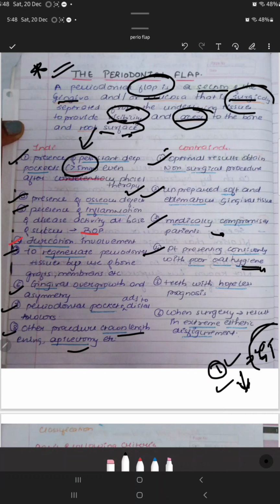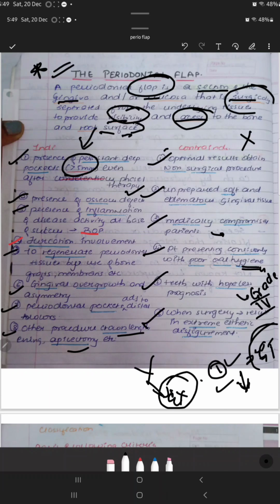that are causing pockets or inflammation in that area, there is no use of performing flap surgery, because the pockets may recur again. Teeth with hopeless prognosis: if you have seen grade 4 furcation involvement, there is no use performing flap surgery, as the tooth will already go for extraction.